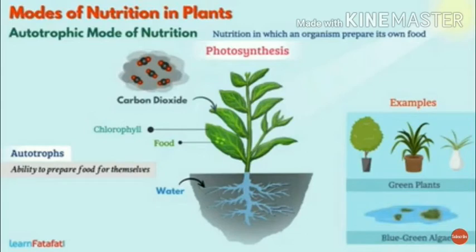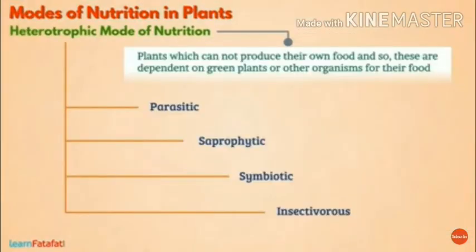Now, after understanding this mode of nutrition, we can clearly see that those organisms which get their nutrition through this mode are called autotrophs. All the examples of autotrophs are shown in the picture, which are the green plants and blue-green algae. Like human beings, plants also require energy to perform the basic functions of their life, which they get through this mode of nutrition.